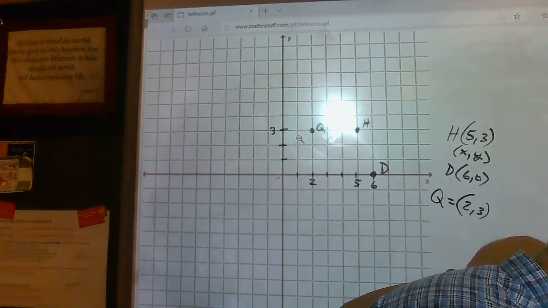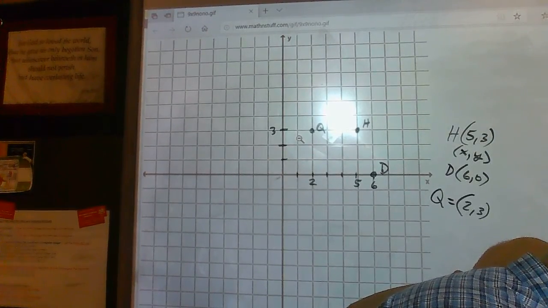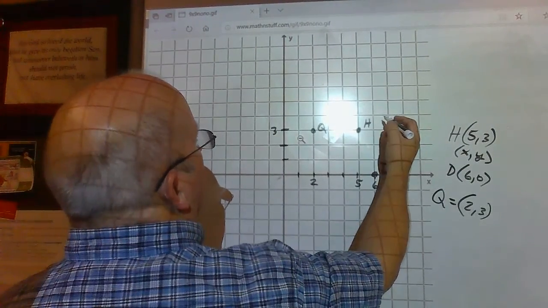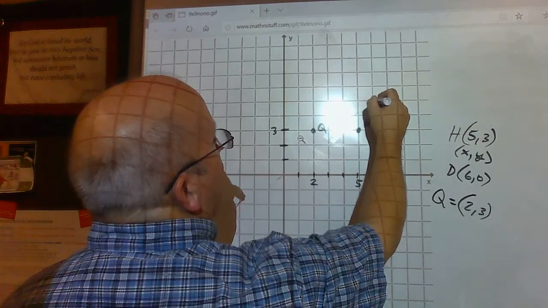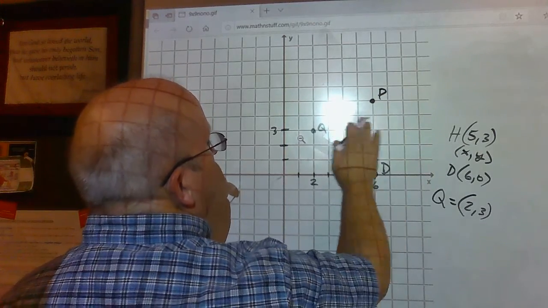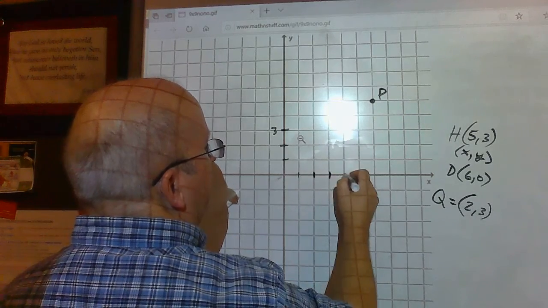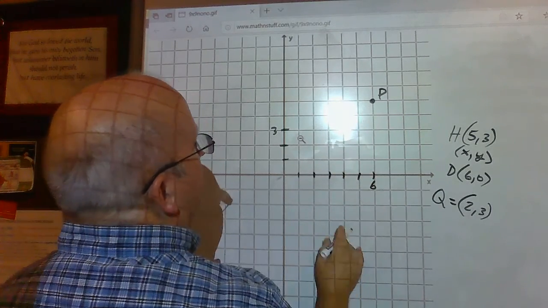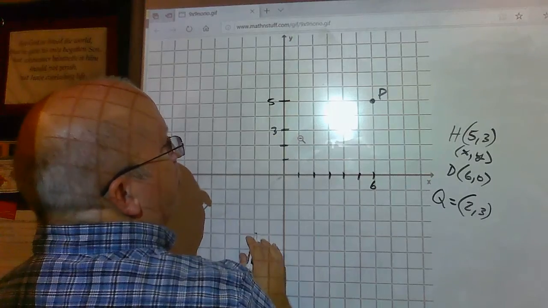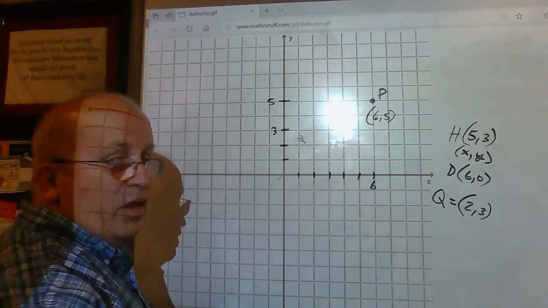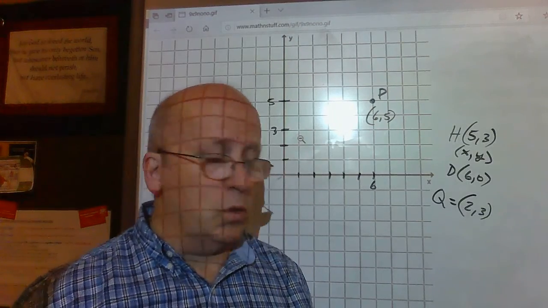Let's see, 1, 2. Okay, P is right about here. That's location P in your textbook. Where is that? Well, 1, 2, 3, 4, 5, 6. It's above 6, and it's across from 5. So P is coordinate 6, 5. Always name the x value first and then the y value.